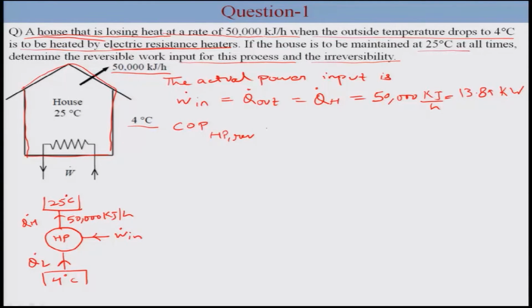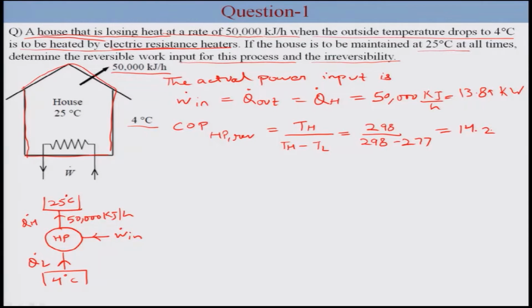the COP of this heat pump for a reversible process will be TH, which is 25 degrees Celsius, divided by TH minus TL, and TL is 4 degrees Celsius. So this becomes equal to 298 divided by 21, so this is equal to 14.2.